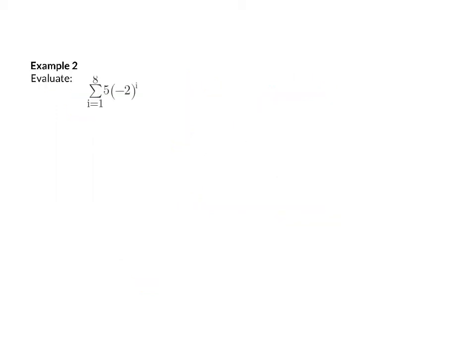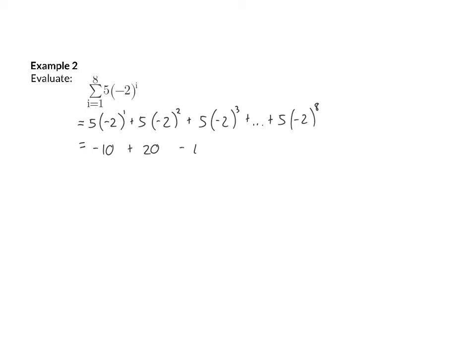In example 2, they now use the variable I. So this is just so that you realize they can use any letter they want to. Once again, we need to start by expanding our sequence. So we're going to start by substituting I with 1, then 2, and 3, and we will continue like that up to substituting 8. The first 3 terms of the sequence will then be minus 10, plus 20, minus 40.